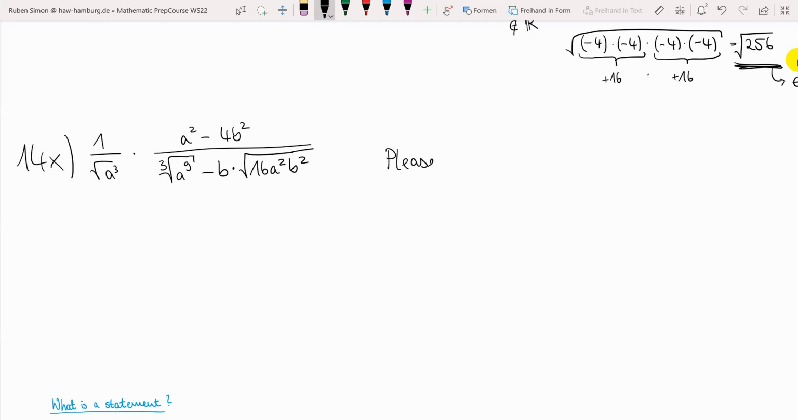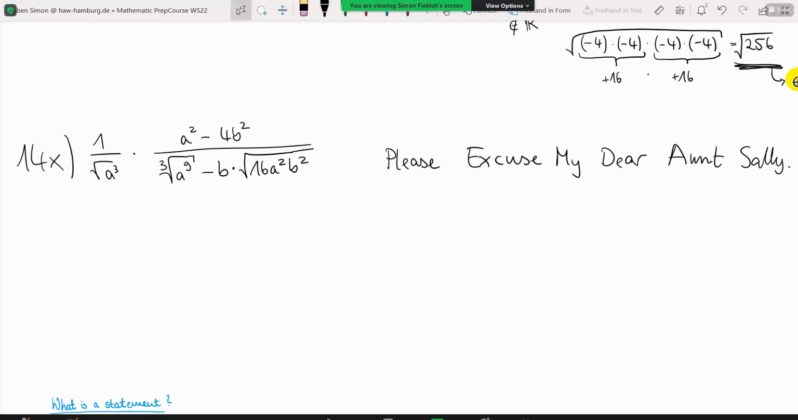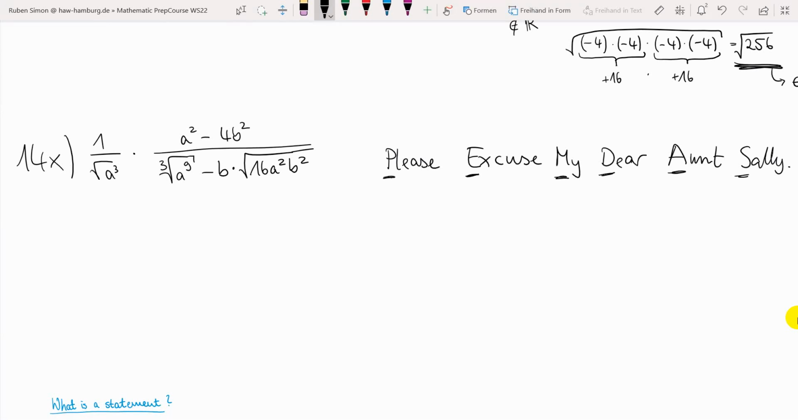Please excuse my dear Aunt Sally. So what does this stand for? Every capital letter at the beginning of each word marks a certain operation, which needs to be done in this exact order if you're simplifying a term.